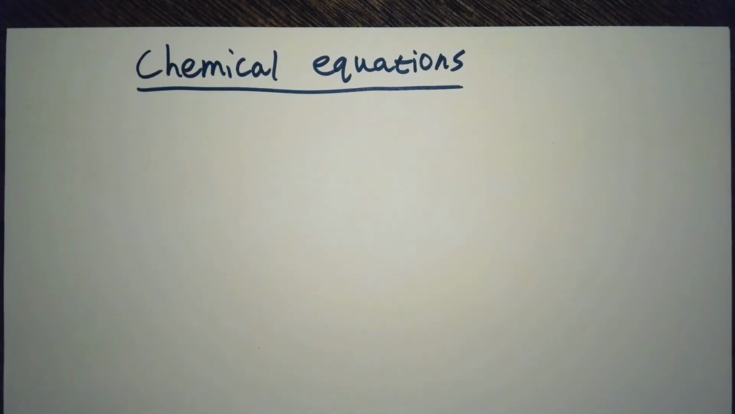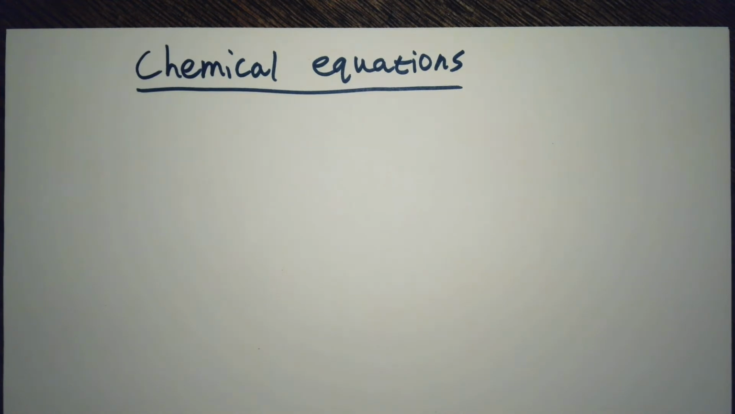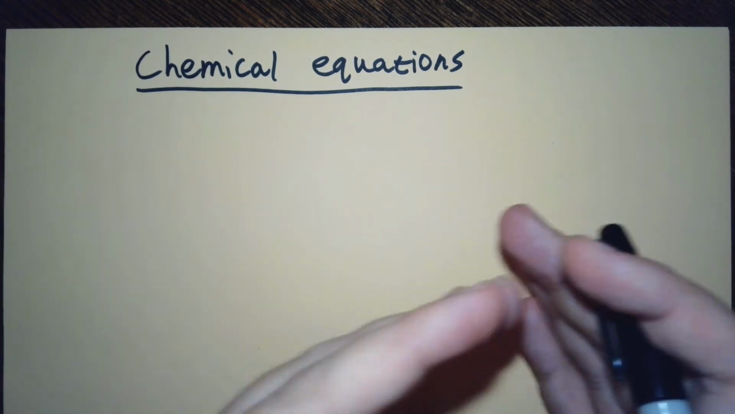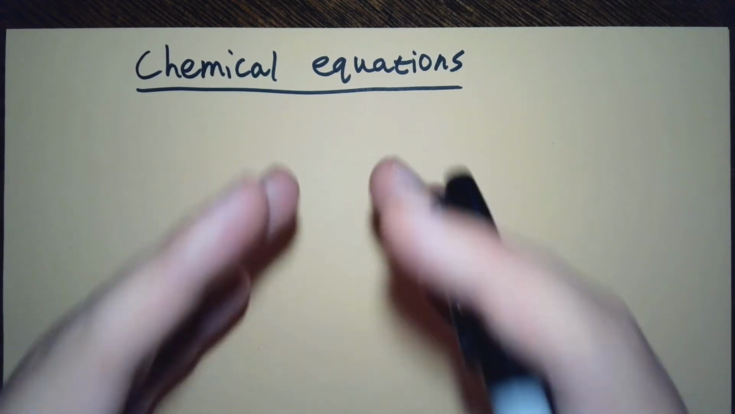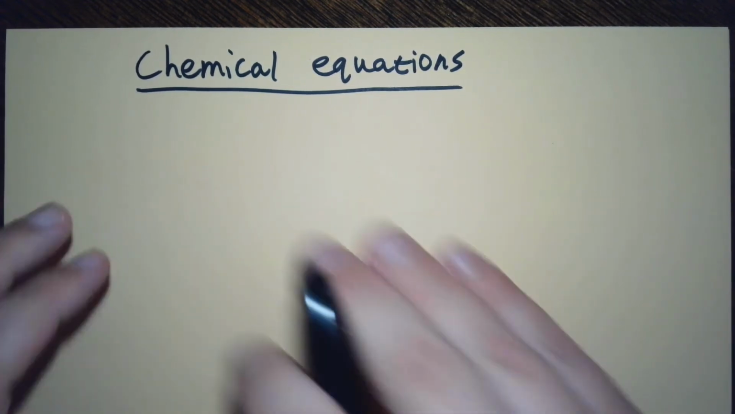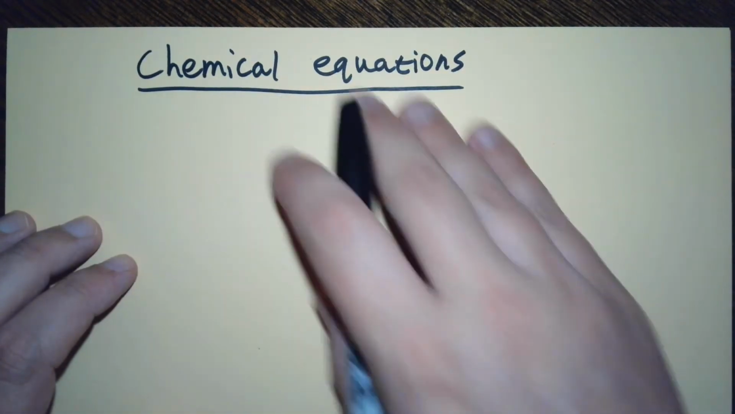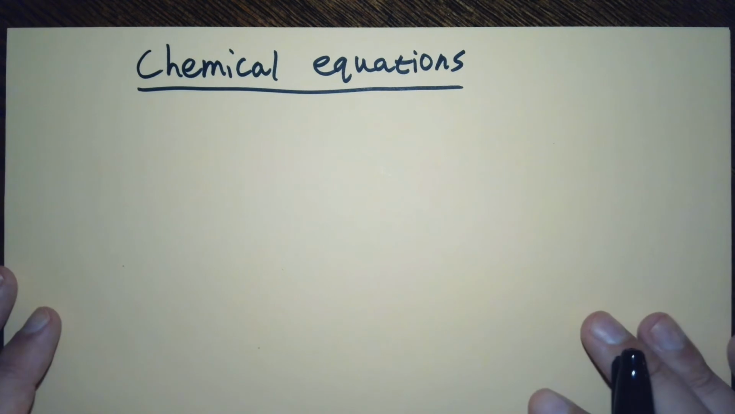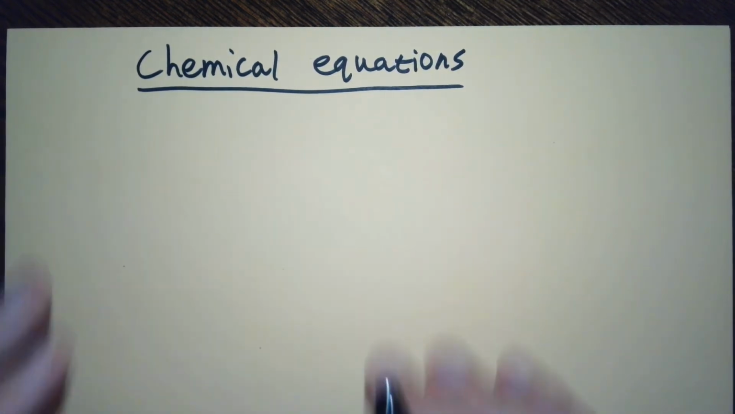Okay, so now we're going to talk about how we represent chemical reactions on paper. So now that we've introduced the difference between physical and chemical processes, which are things that we've touched on before, but to bring it back into focus, now we'll be looking at chemical equations.